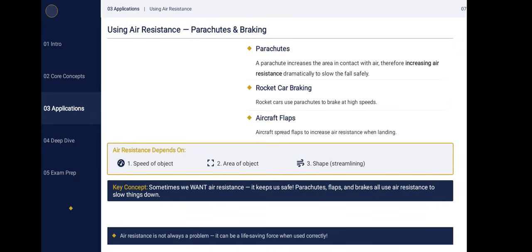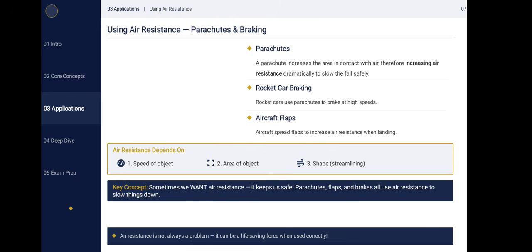The next thing is parachutes and braking. We often talk about air resistance as a problem because it slows things down. But sometimes that slowing down is exactly what we need to stay alive. You can say it's very useful for us. The most famous application of useful air resistance is the parachute.